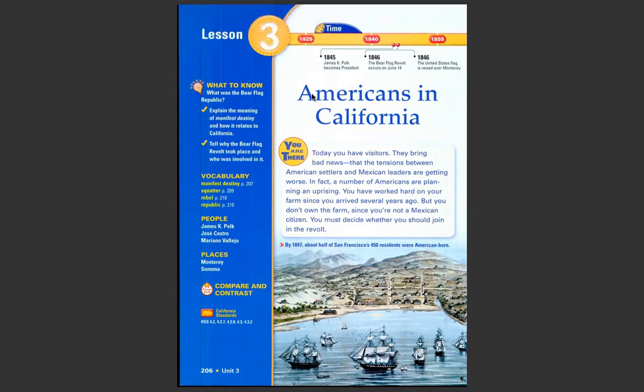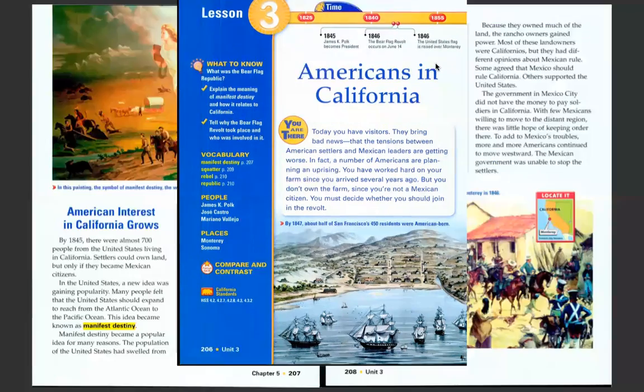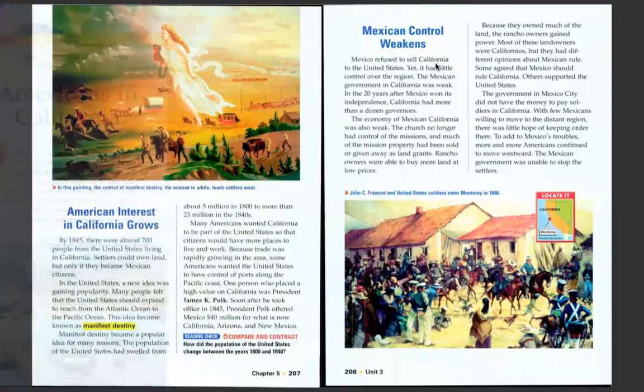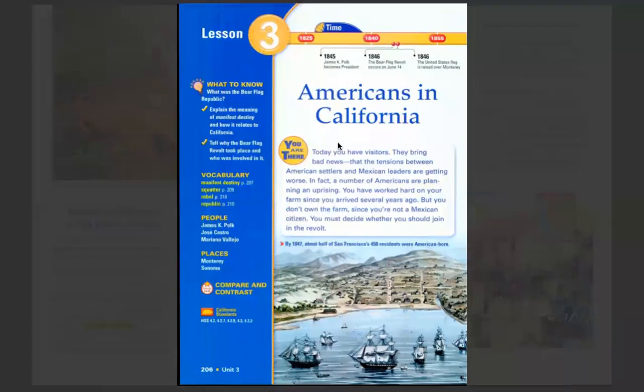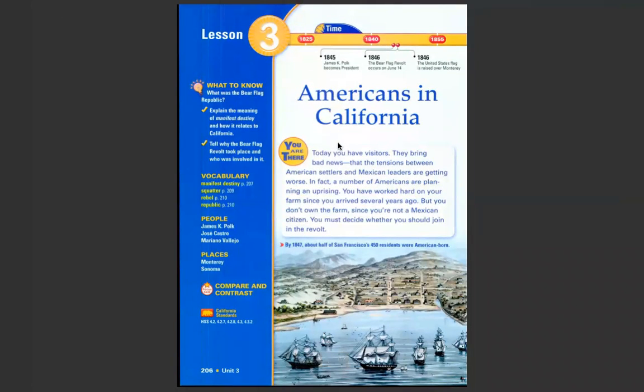So let's go ahead and look at our timeline. It's about 1845, between 1825 and moving on. Okay, we're going back to 206. Here we go. Put that imagination cap on.